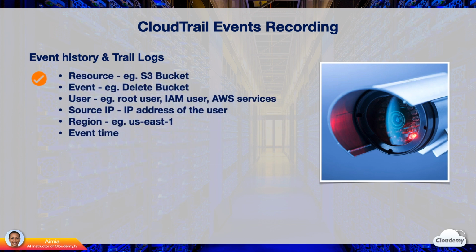CloudTrail can record account-level activities into CloudTrail events. For example, if someone has deleted an S3 bucket, CloudTrail events can show you which S3 bucket was deleted, who took the action, whether it was taken by root user, an IAM user, or an AWS service, the source IP address of the user, which region the action was done, and when was the action taken. You can send CloudTrail logs to an S3 bucket for auditing and further analysis. You can also send CloudTrail logs to CloudWatch Logs and create CloudWatch alarms for certain API activities captured in CloudTrail.